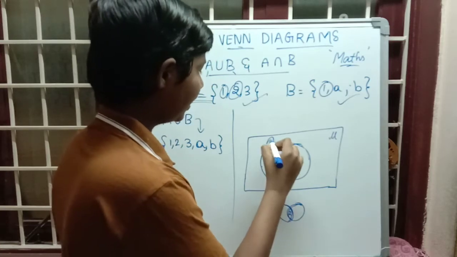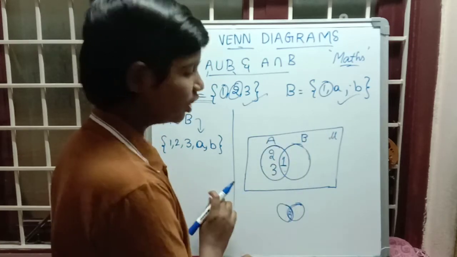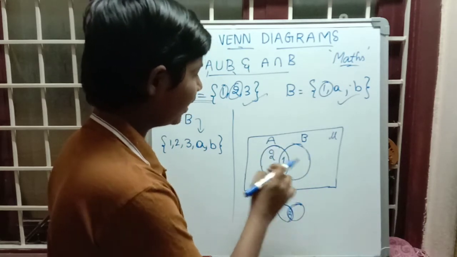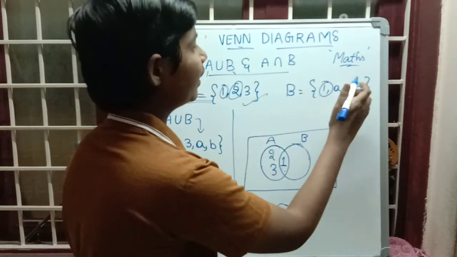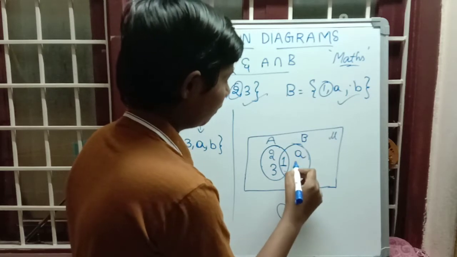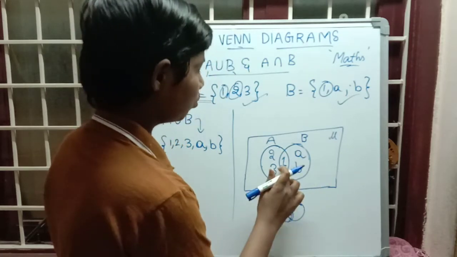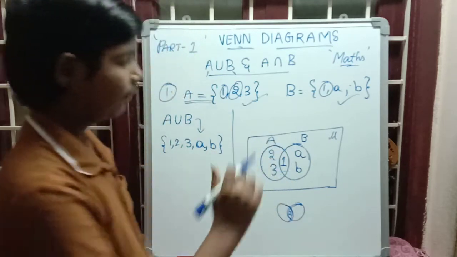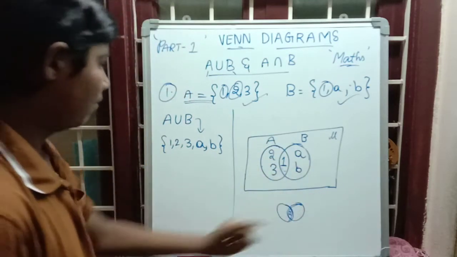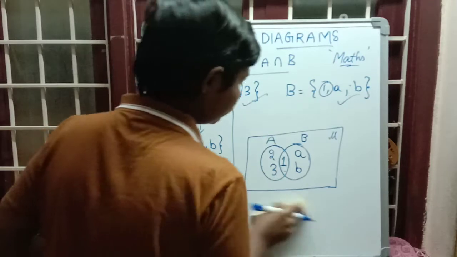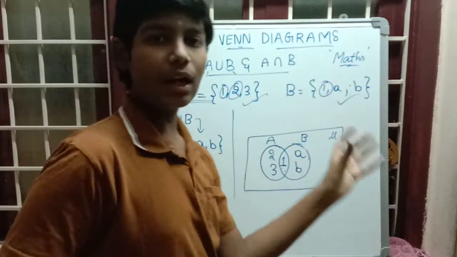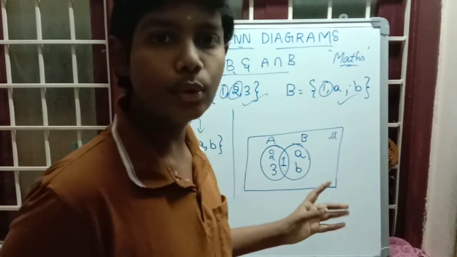Set A and set B are denoted by the two circles. One circle contains 1, 2, 3 elements. Now B contains the remaining, what? a, b. So it contains 1, a, b. Set A contains 1, 2, 3, and 1 is common here. Yes, this is the diagrammatic representation of A union B.